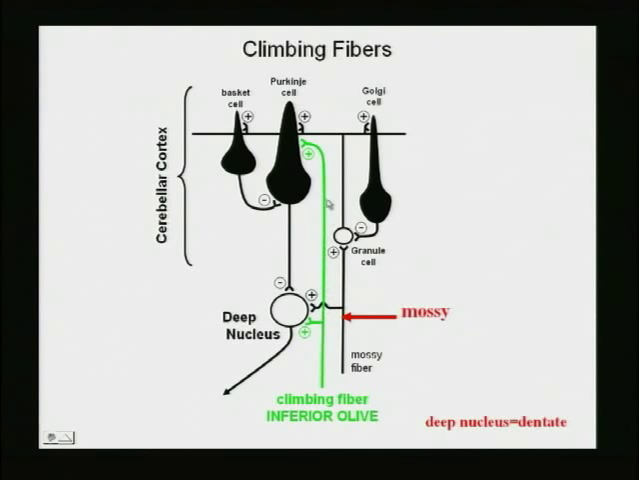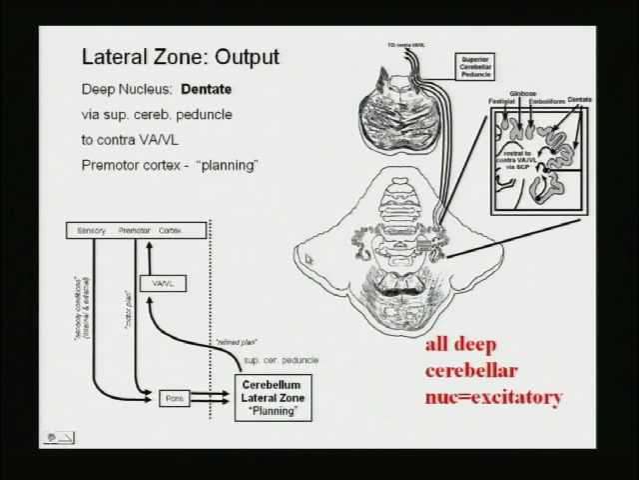Here's the inferior olive coming in here. You know that this is also excitatory. It climbs right up to the Purkinje cell. So we've got the lateral zone involved in planning, and we've got it into the dentate.